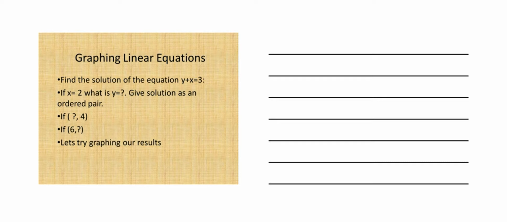In this case, we would be missing the x value. We know the y value is 4. Another case scenario. If 6, comma question. Well, that means in this case, we know the x value is 6, and we don't know the y value. And we can also try graphing results. Let's get started.